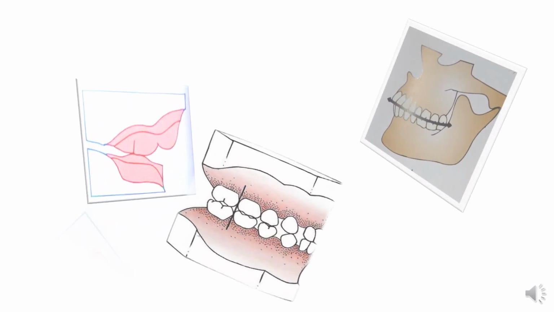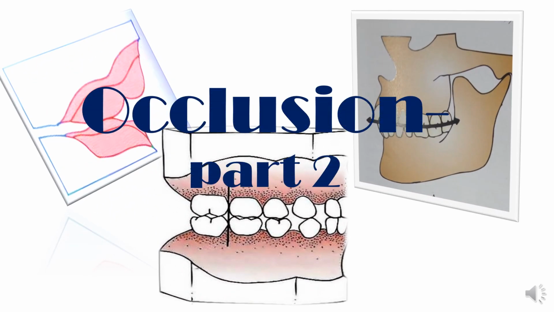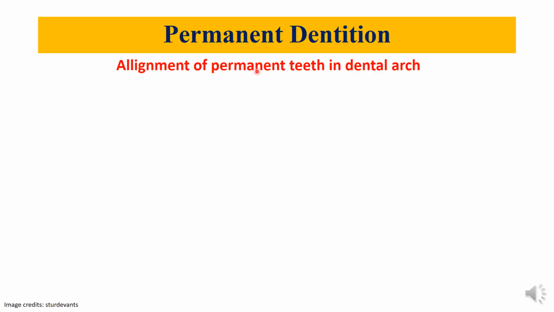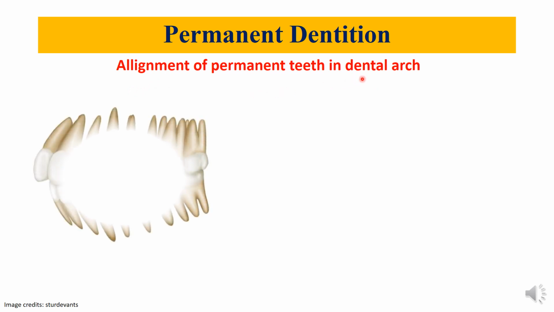So now let's begin with the second part of occlusion. Let's move on. Now we have finished with the mixed dentation period and now we will be dealing with the permanent dentation. So before moving on, let's see what is the alignment of permanent teeth in the dental arch.